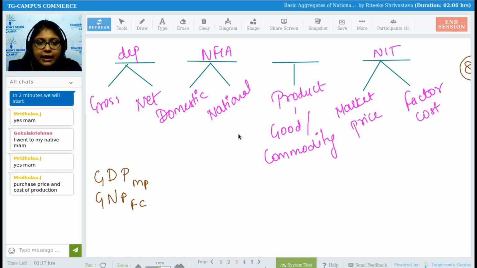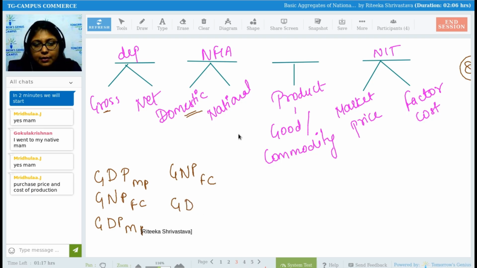Again, if I take the first line's first letter and from the other lines the first words, so G, D, P, MP, G, N, P, FC, G, D. GNP FC we already wrote, right? So GDP MP. GDP, this one would be FC, not MP. This third one is FC.